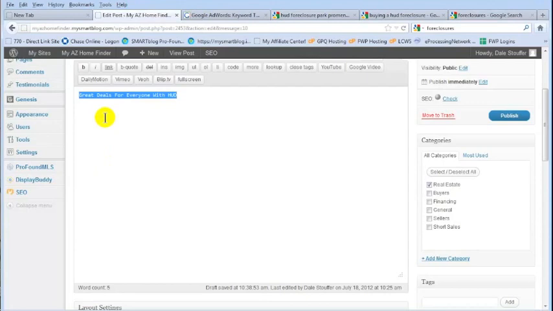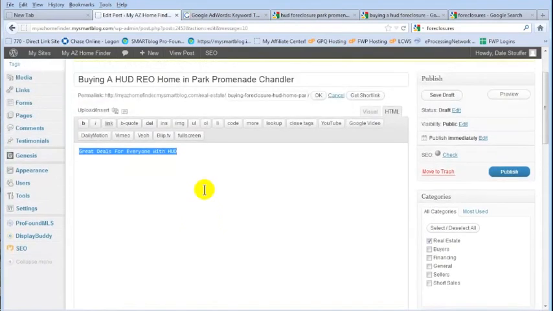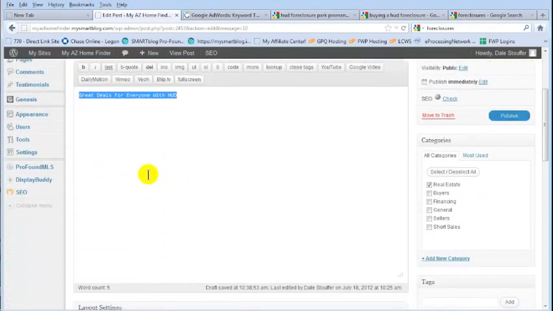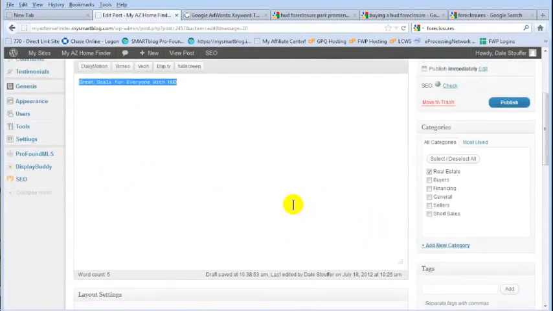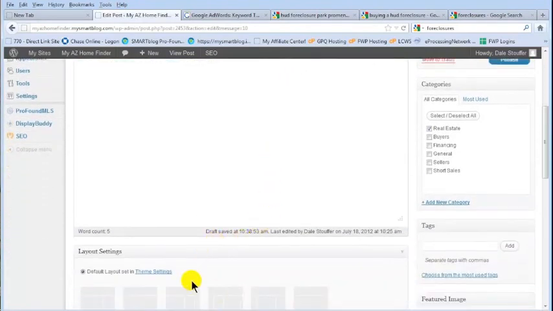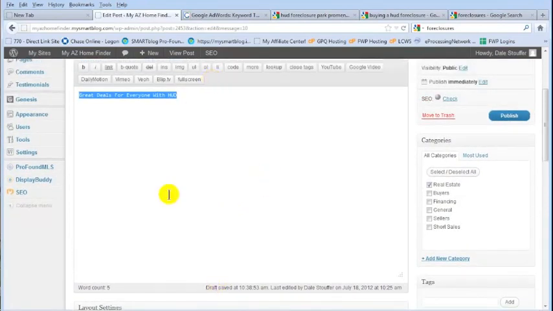There used to be a term out there called keyword density, and 3 to 5% was a good number for keyword density. Nowadays, they say don't pay too much attention to keyword density, but in a 300-word article, I'd mention your keyword 2-3 times. Once right in the beginning, again in the middle, and then tie it in at the very end, like, to consider buying a HUD REO home in Park Promenade Chandler, fill out the form below, or something like that might be a good way to tie up this specific article.